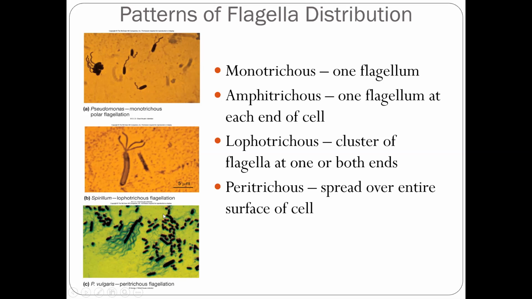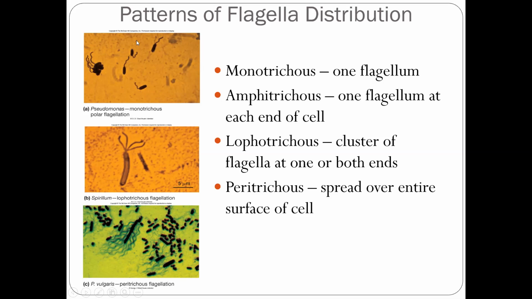So let me give you some more examples. Pseudomonas, which is a rod bacteria. We see only one tail, one flagellum on one end. We call it monotrichous. The second one is amphitrichous, kind of like Staphylococcus aureus, but we didn't have it. It has a little bit of mobility ability.